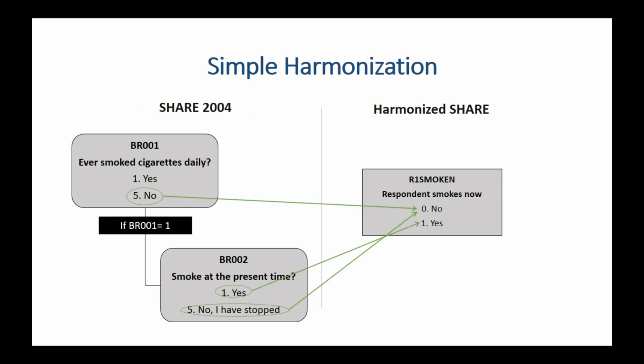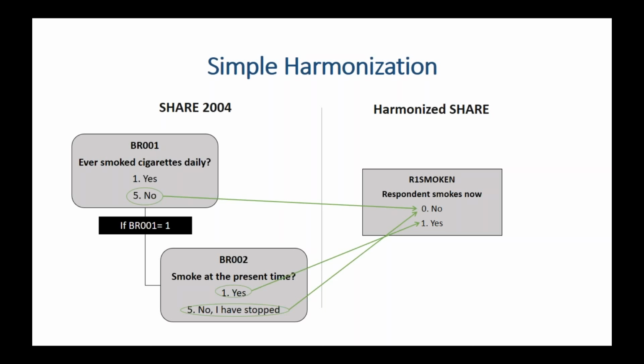So we need to account for two questions in that. First, the question of ever smoked, and then the question of do you smoke at the present time. So we know that people who said no to ever smoking and people who said they don't smoke at the present time, meaning they smoked at some time in the past but not now, should be coded as 0 for a no. And then anyone who said that they smoke at the present time should be coded as 1 for a yes. Again, our coding is going to be consistent across all harmonized studies.